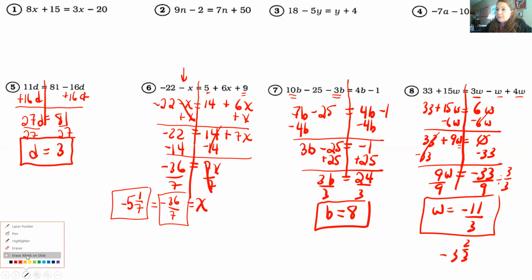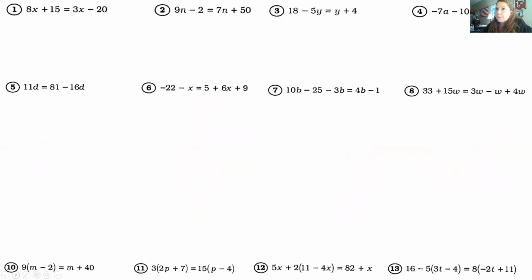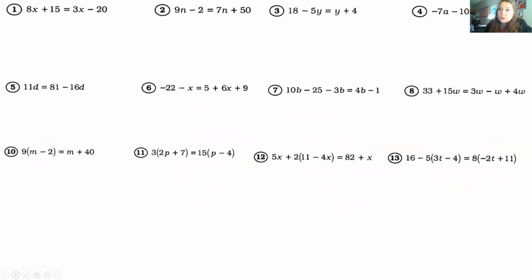All right, moving on. Let me get rid of all this stuff. This is lots of practice. So when you do all these with me, you should feel good about doing all these problems on your own. All right, so 9 times m is 9m. 9 times -2 is -18. And bring over m plus 40. Get rid of my smallest m, which is 1m.